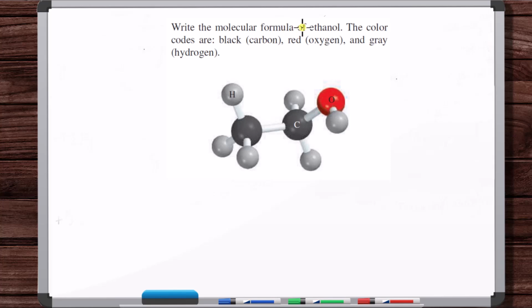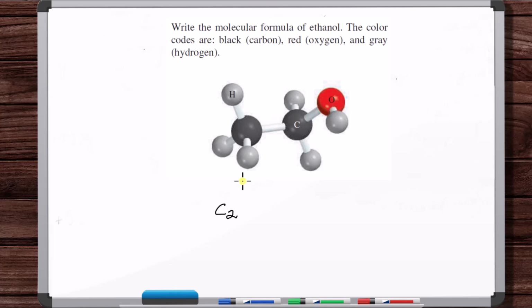Write the molecular formula of ethanol. The color codes are black is carbon, red oxygen, gray hydrogen. The molecular formula, okay? So what does that mean? For each molecule, you're writing the number of atoms in a chemical formula, okay? So we say what? There's 2 carbons. The carbons are black, all right?